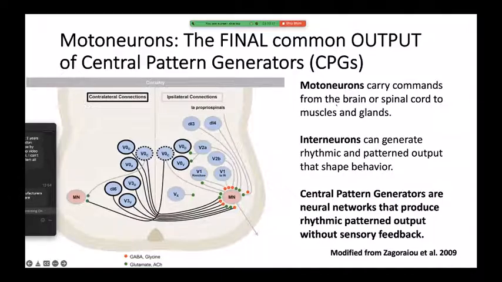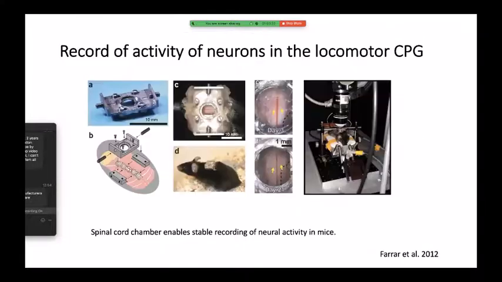So all the motor neurons, interneurons, and sensory neurons work together in order to generate central pattern generator locomotor output. And this can be done without sensory feedback, as I was showing in the fictive locomotor output study. All right, so let's get to some of the microscopy stuff.